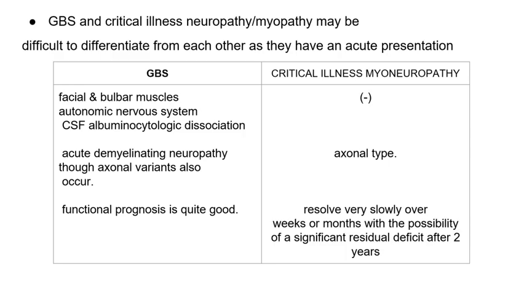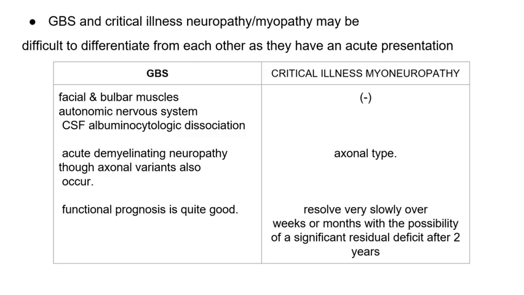So GBS and critical illness neuropathy or myopathy may be difficult to differentiate from each other as they have an acute presentation. In case of GBS, facial and bulbar muscles are involved. In the autonomic nervous system, there will be dysautonomia, and in CSF findings there will be albuminocytological dissociation, which may not be the case in critical illness myoneuropathy. GBS is an acute demyelinating neuropathy, though axonal variants can also occur, and in critical illness myoneuropathy, there will be only axonal type. GBS functional prognosis is quite good.